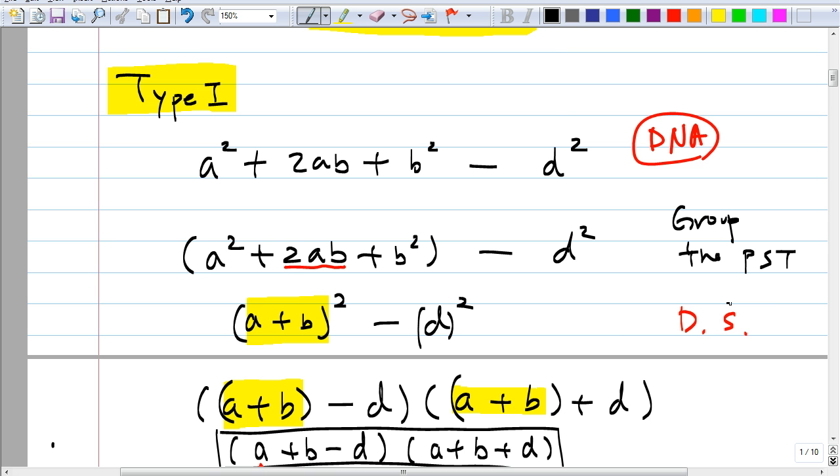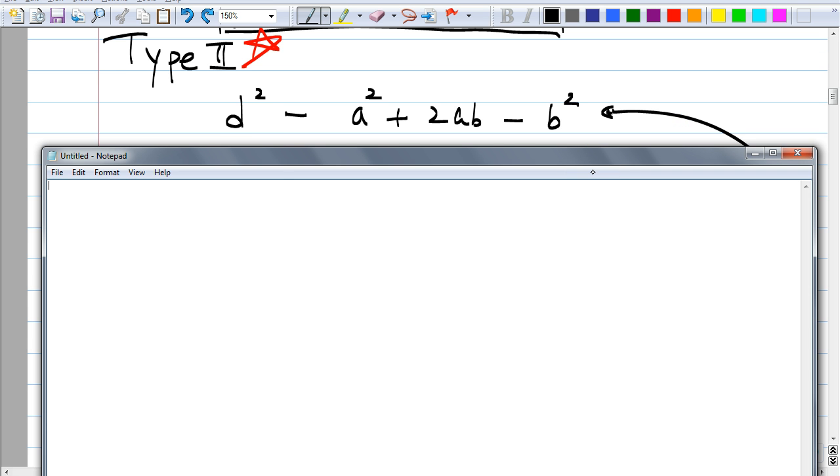Anyway, so this is type 1. Guess what type 2 is? Type 2 is this. How is this different? Why do you think type 1 and type 2 are different? This time, what's the difference? Eddie, do you see the difference? D is in front. In other words, your perfect square is at the end. Do I group the first 3 or the last 3 terms? This time I group the last 3 terms. Remember we did this before, haven't we?